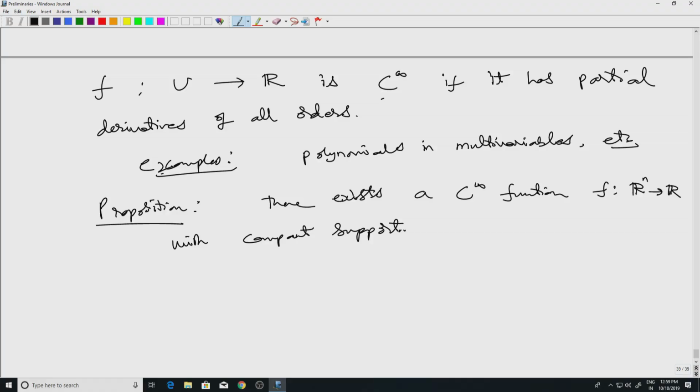Last time I had stopped at the construction of a C infinity function with compact support. This time let me actually carry out the construction. There are several steps involved.